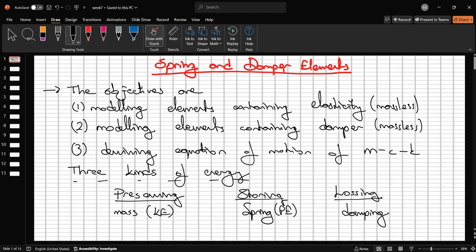If you have a system only containing preserving or storing energy, we don't have any loss here, so kinetic energy plus potential energy must equal some constant. Just remember the previous lesson, where we talked about the equivalent inertia and the mass factor. In the previous lesson we derived the equation of motion based on this information. But in this case, we will add one more item, which is called the damper or the damping.